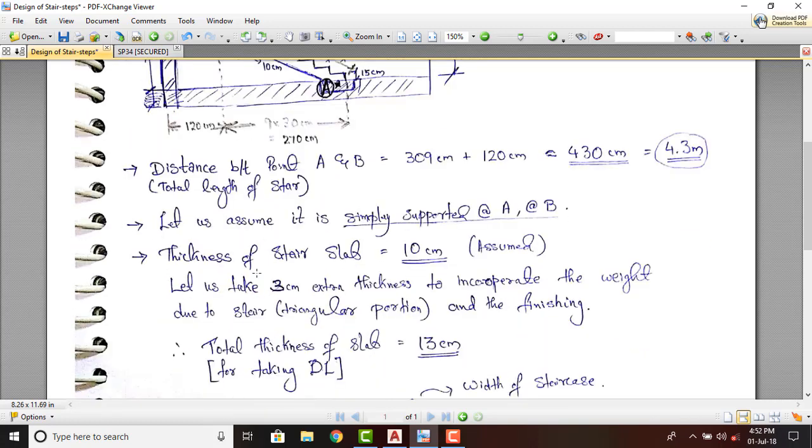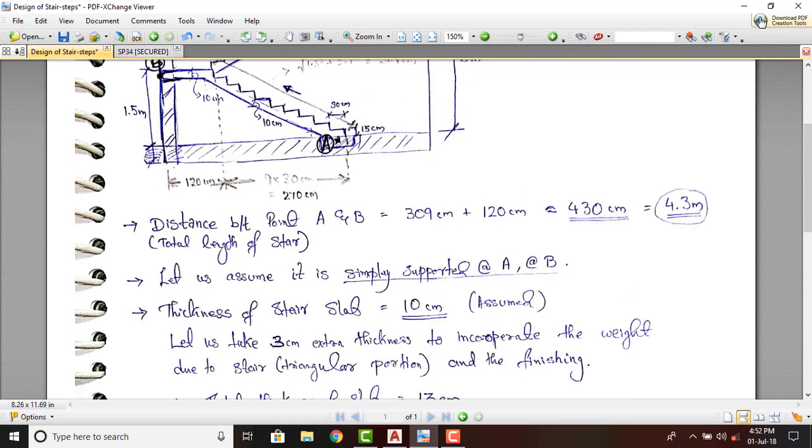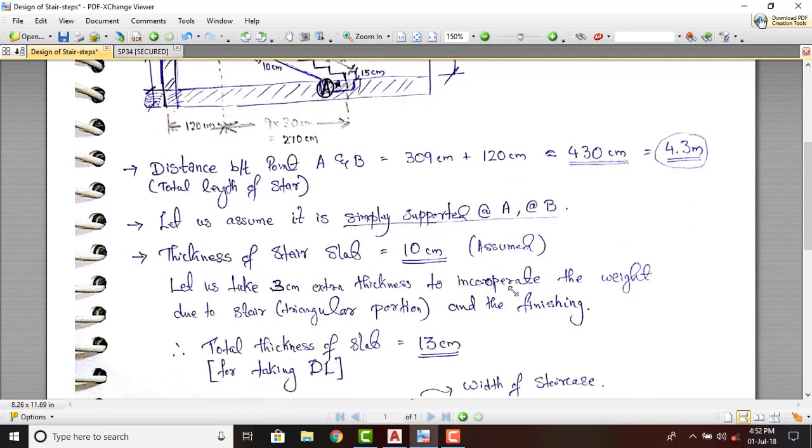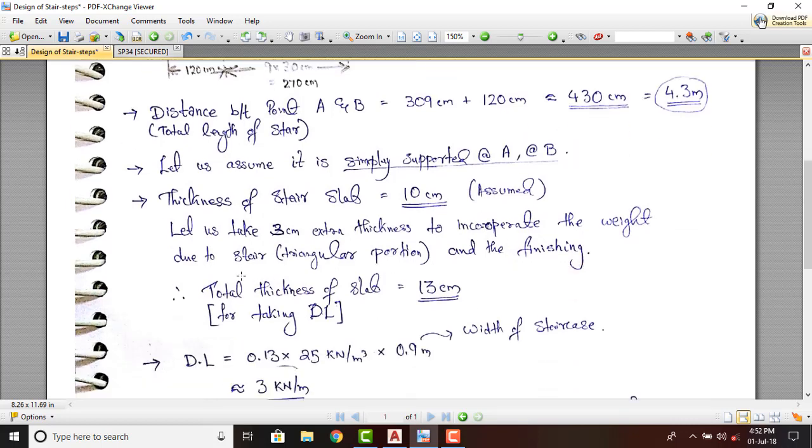Now let us take an extra 3 centimeter thickness to incorporate the weight due to the stair, that is this rectangular staircase portion weight and the step finishing weight. So the total thickness of the slab of the staircase will be 13 centimeters. This 13 centimeter thickness will be considered for calculating the dead load due to the staircase.